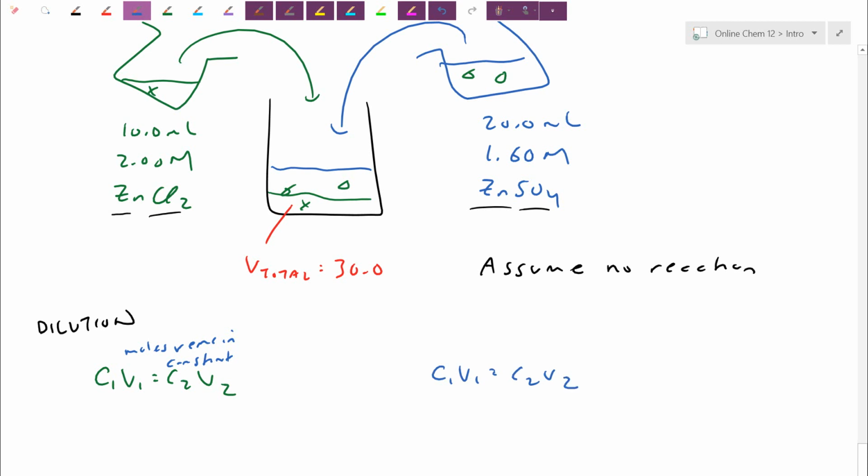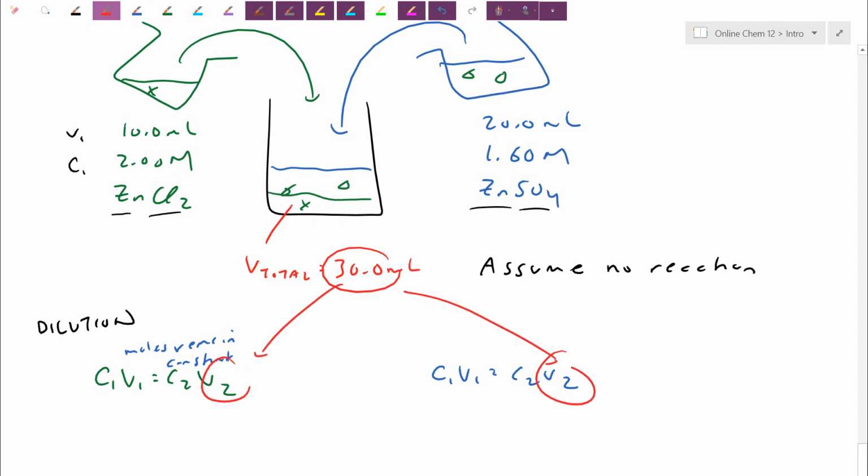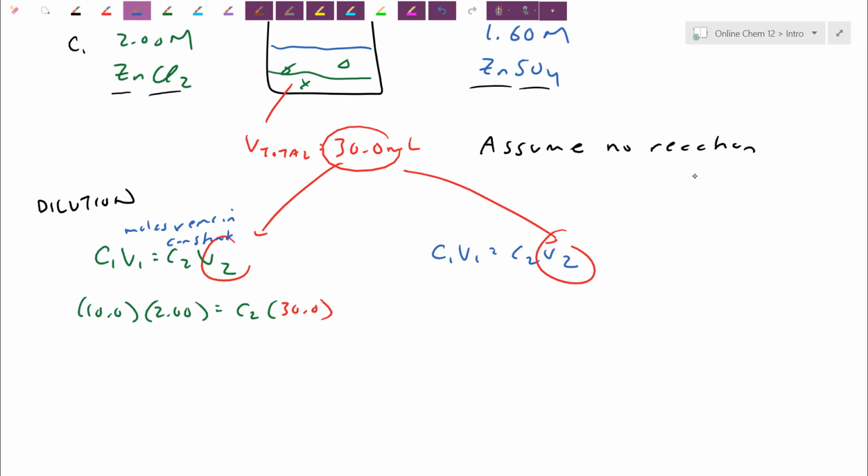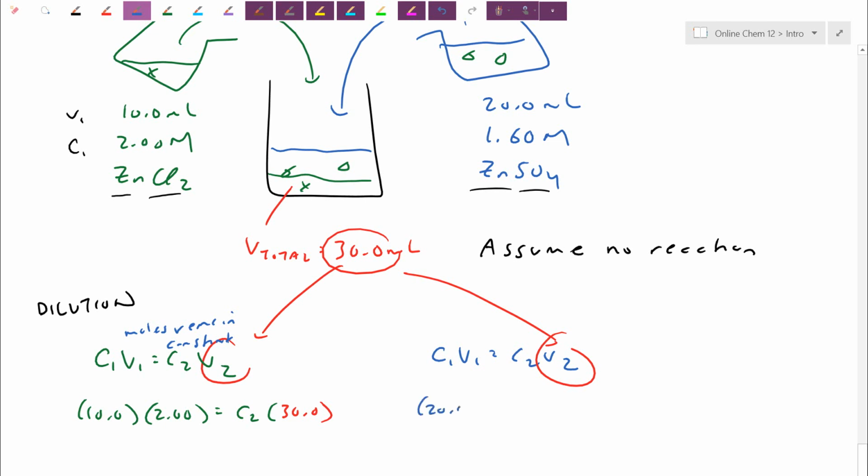The most common problem I see people do is they say, oh, great, I have a C1 and a V1, and this one's a C2 and V2. I'm not comparing these two together. I'm comparing the fact that the new pool that I'm swimming in is actually 30 milliliters in both cases. So let's just fill our way through here. My first solution, I have a 10 milliliter solution, multiplied by 2 molar. What's my new concentration given that my total volume is now 30? Now that my pool has gotten bigger. For the other solution, in a similar fashion, I have 20 milliliters, 1.60 molar. What's our new concentration, again, given that we're in 30?